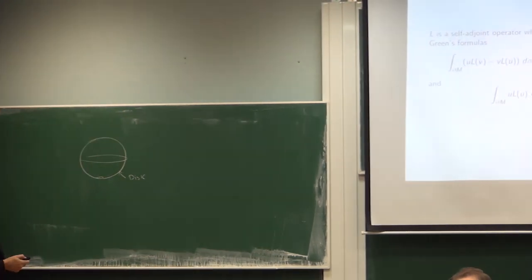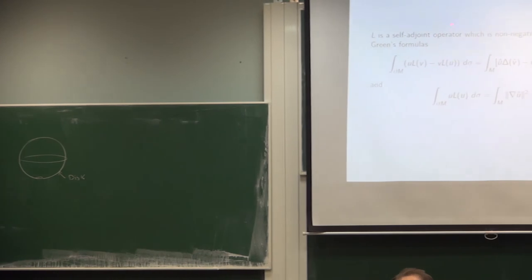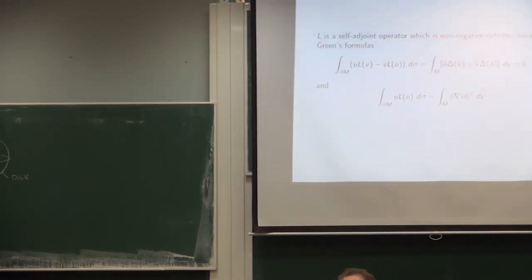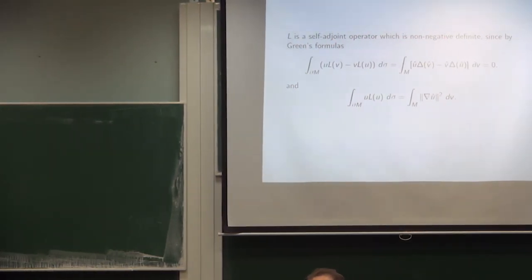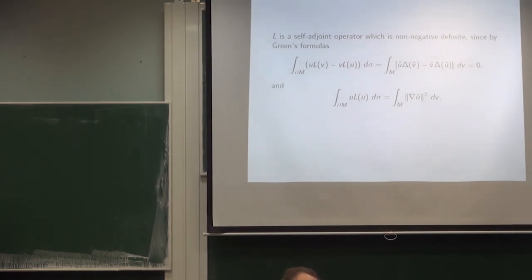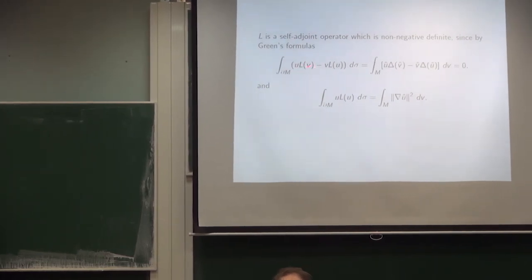So the operator L is a self-adjoint operator, self-adjoint with respect to the L2 metric on the boundary. So it takes functions on the boundary to functions on the boundary. And that follows just from the divergence theorem, or what's sometimes called Green's second formula. Namely, if you take the integral over the boundary of u times Lv, so remember Lv is the normal derivative of v hat, then that's the same as u hat times the normal derivative of v hat minus v hat times the normal derivative of u hat.